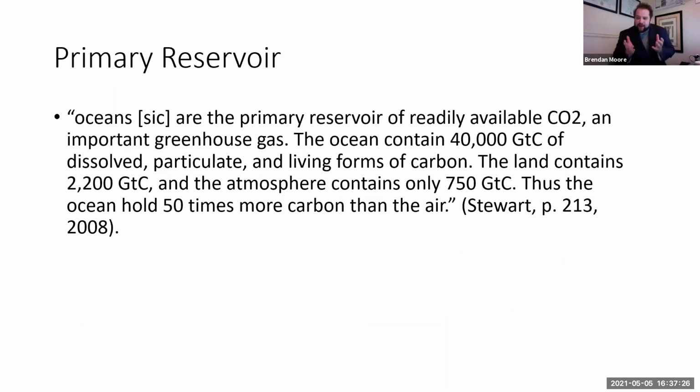Our ocean acts as a primary reservoir. The oceans have a lot of CO2 in them, and they contain 40,000 GTC, which is a very large amount of carbon, these gigatons. And it's basically dissolved, particulate, and living forms of carbon. The land, however, only consists of 2,200 GTC, and the atmosphere only contains 750. So the ocean holds 50 times more carbon than in the air.